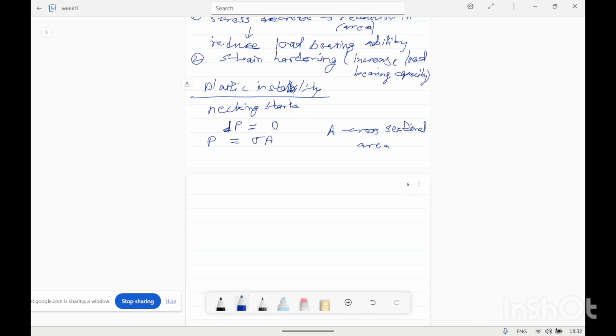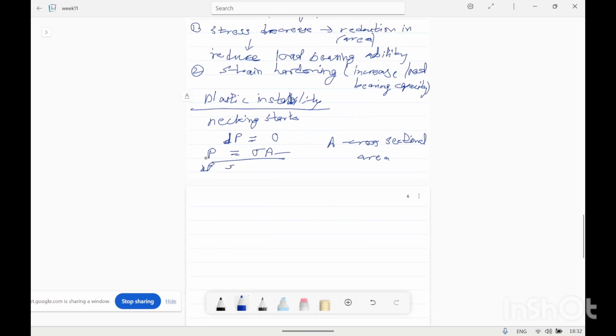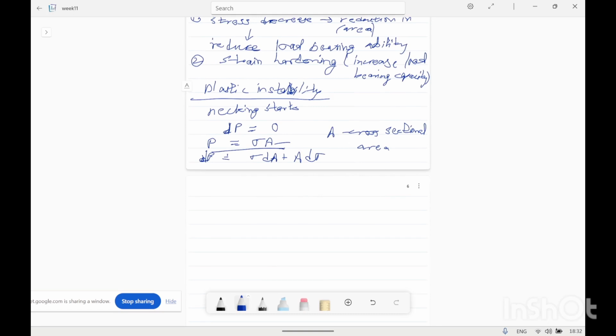If we differentiate this equation, dP can be written as sigma dA plus A d sigma, and if we equate this to 0, then we get d sigma by sigma equals minus dA by A.